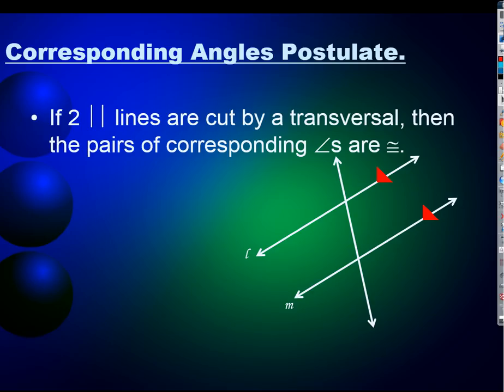Okay, because those are supposed to be arrows, because they each have a single arrow, right? So that means that they're parallel. All right, so this postulate tells us that they're congruent. Well, doesn't that make sense, though?